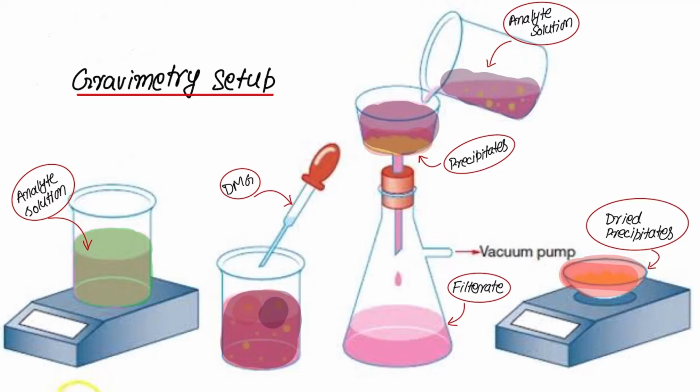Here many things are under consideration: this filtrate may contain an unreacted amount of nickel, so we can add further DMG to this filtrate in order to make sure that no unreacted nickel is left behind, and the precipitates that are formed are again passed through this filtration setup so that we get all the precipitates.